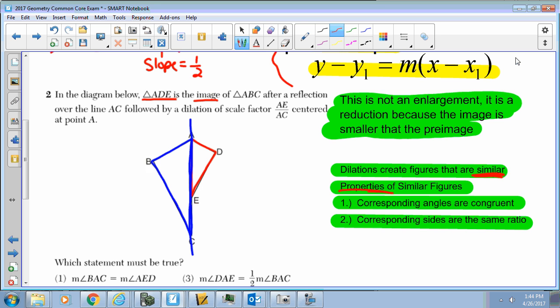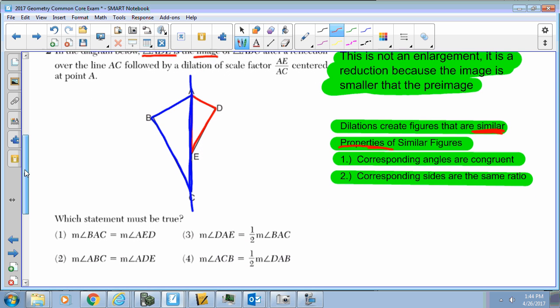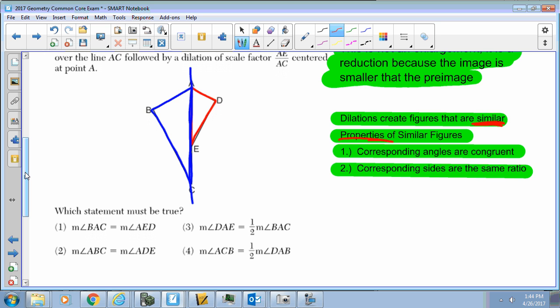You need to know this to do this problem. The corresponding angles are congruent. The corresponding sides are the same ratio. Now, if you look at our question, it says which statement must be true, and everything here is about angles. So really, that's the important part. So which one of these has to be true?